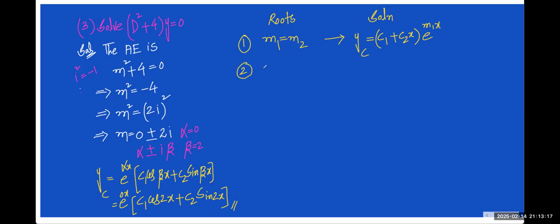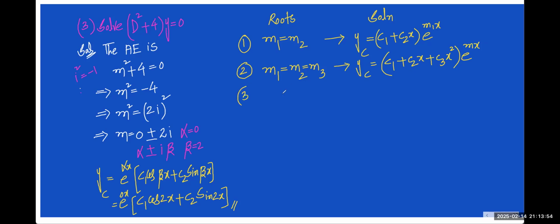Second possible case: in this, if you have a higher order differential equation, it is not compulsory to get 2 always. If it happens to be 3, then how to write YC? YC is equal to (C1 + C2 x + C3 x square) into e to the power of mx. Okay, if these three are same.